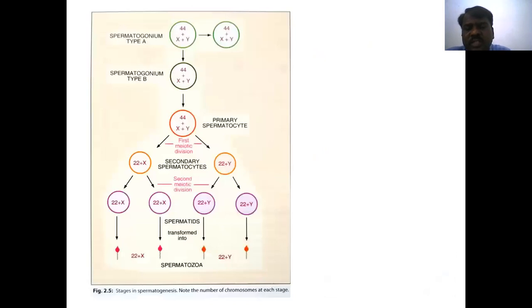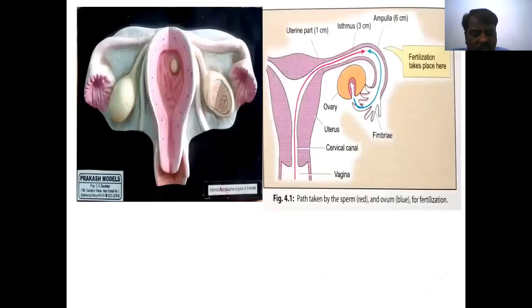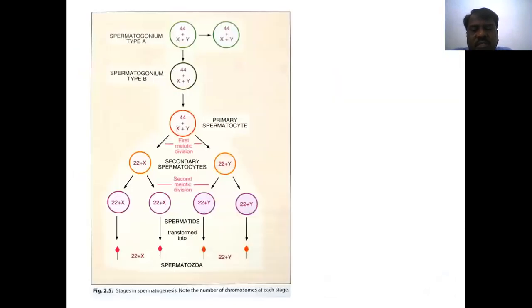Next, this diagram is also given. Theoretically, they are not expecting this, but you can draw this diagram. Spermatogenesis: what is the difference between spermatogenesis and spermiogenesis? Here we can identify the single spermatogonium type A, first having 44 plus X plus Y. This becomes a spermatogonium B, again 44 plus XY. Then when the primary spermatocyte forms, we can also identify 44 plus X plus Y.